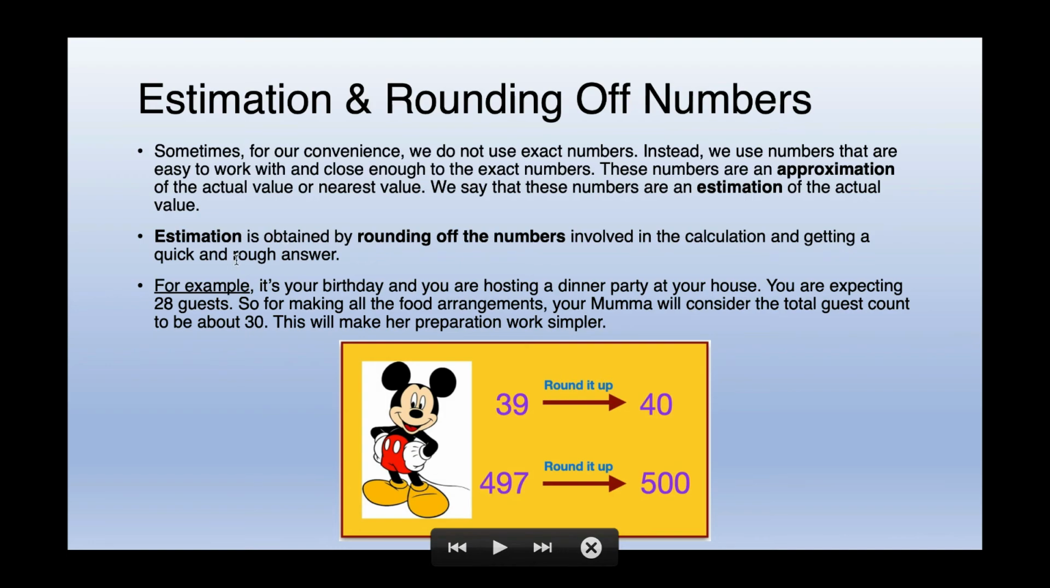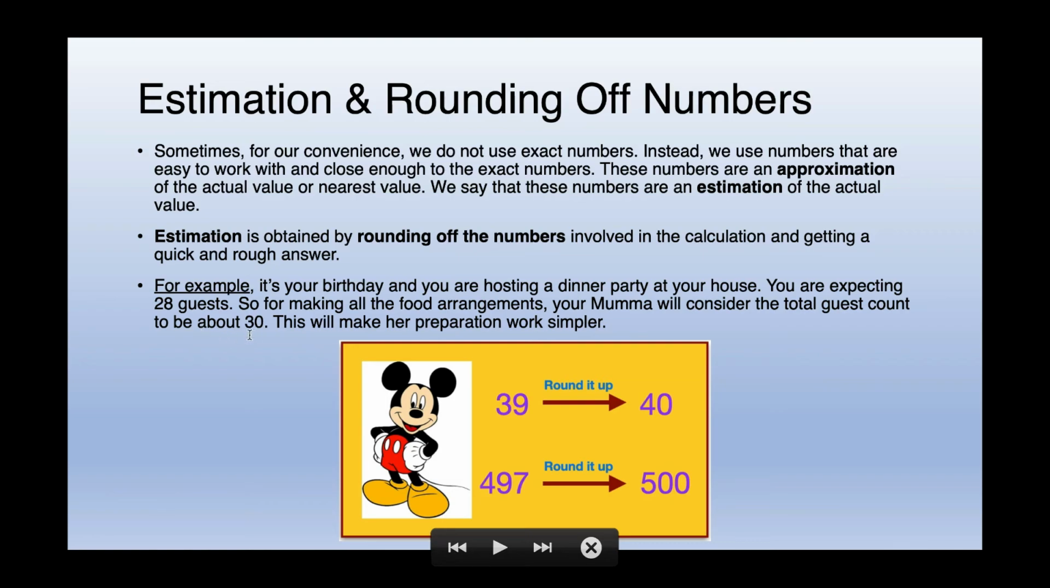So, when we use approximate values while making calculations, we get a quick and rough answer, an answer which is near to the exact answer. For example, it's your birthday and you are hosting a dinner party at your house. You are expecting 28 guests. So, for making all the food arrangements, your mama will consider the total guest count to be about 30. This will make her preparation work simpler.